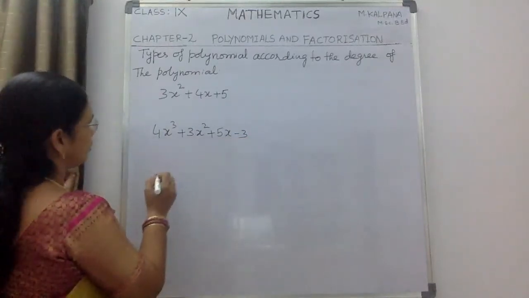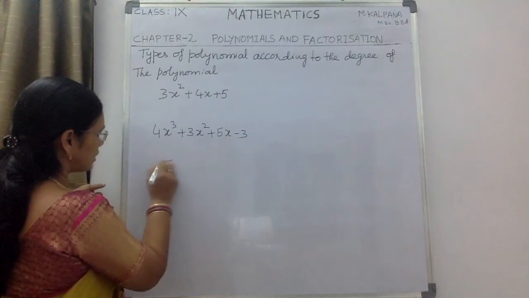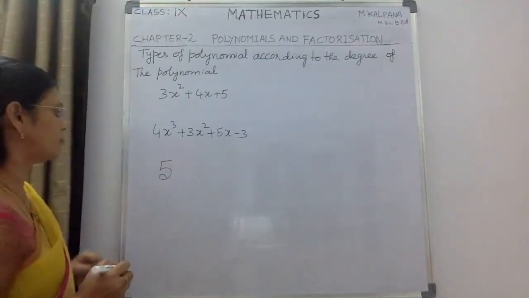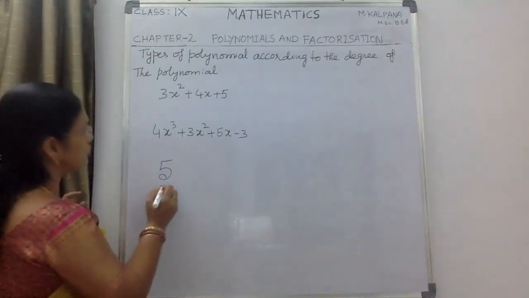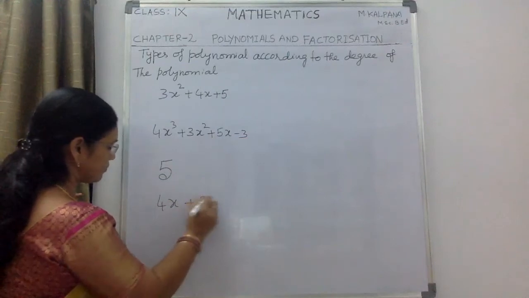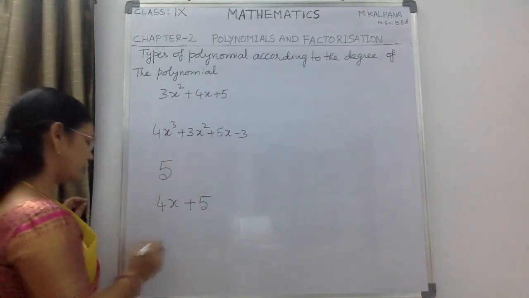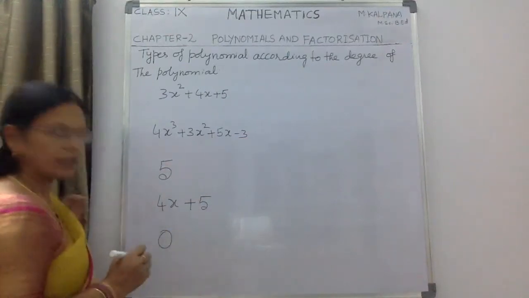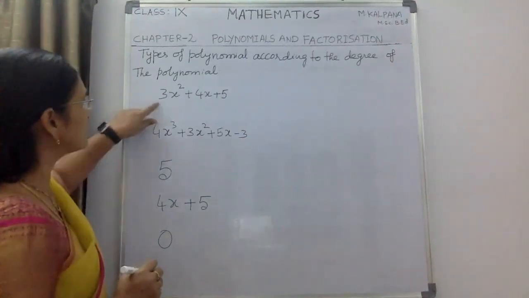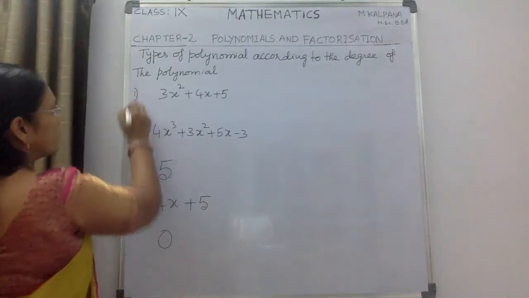Okay. Now, let us take the polynomial 5, and I am going to take another polynomial 4x plus 5, and finally I am going to take 0. So, here what is the degree of this polynomial? Can you tell me?